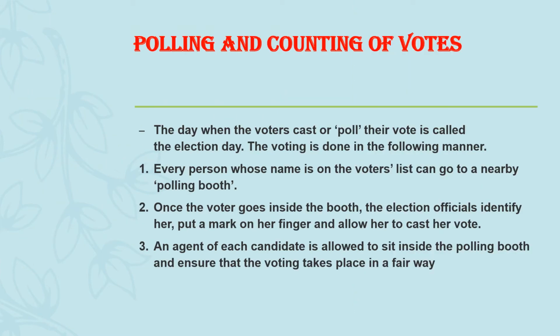Now comes the voting day, that is election day. The day when the voters cast or poll their vote is called the election day. Every person whose name is on the voters list can go to the nearby polling booth. Once the voter goes inside the booth, the election officials identify her, put a mark on her finger, and allow her to cast her vote. An agent of each candidate is allowed to sit inside the polling booth and ensure that the voting takes place in a fair manner.